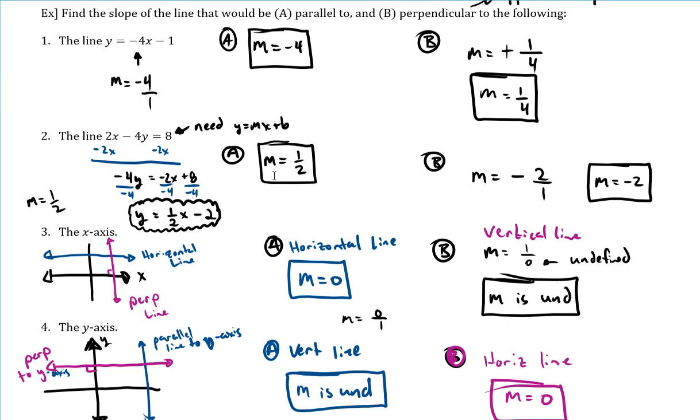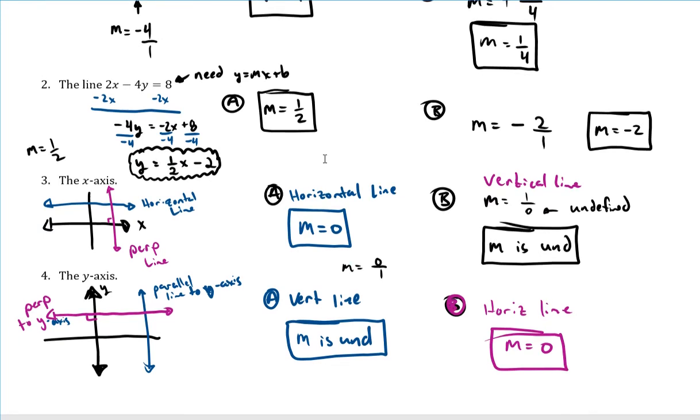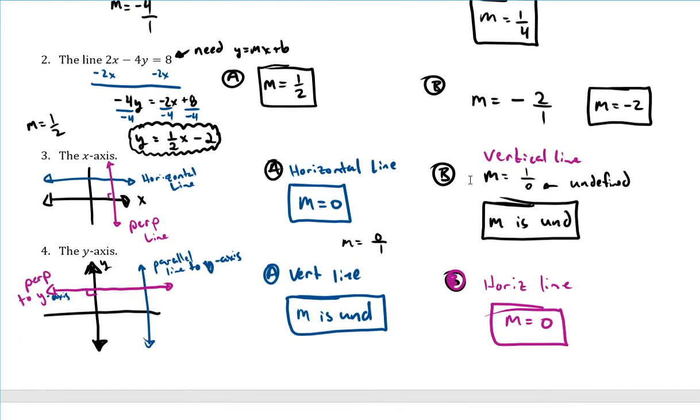Okay, so those are some of the special cases with perpendicular and parallel. So remember, parallel lines have the same slope. Perpendicular lines have opposite reciprocal slopes. Okay, and then we'll put that to use more in the next couple videos.